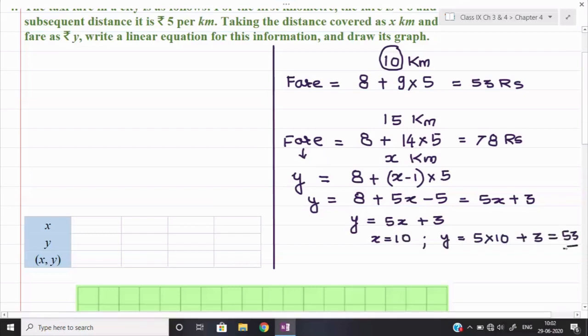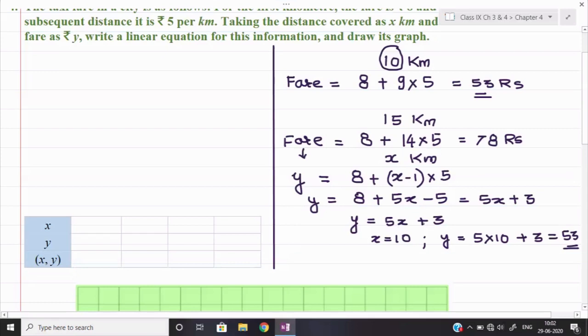Now you can see this answer is the same as the one I got in the beginning. Manually it is difficult for us to calculate, but with the help of a formula we can easily calculate. Just put in the number of kilometers and you will get the answer directly. If it is going 15 kilometers, we got the charge of 78 rupees. In the same way, if I put x as 15 in 5x plus 3, 15 into 5 is 75, plus 3 is 78, the same as the previous value. So we can say that yes, the equation will be y is equal to 5x plus 3.